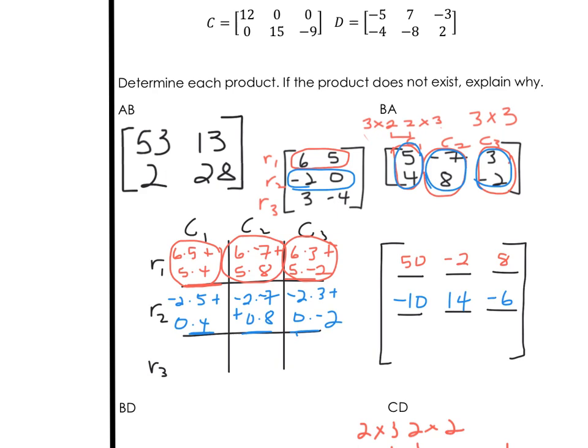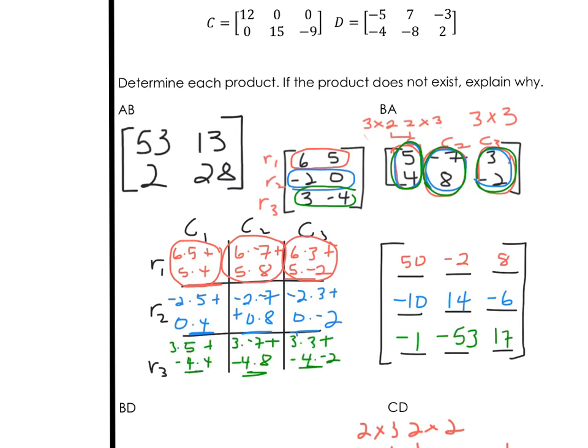All right, let's try that last row. Same idea. Now take row 3 in that first matrix and then connect it with column 1 for that first spot, column 2 for the middle, column 3 for the end, and then we'll fill out those final 3 values for this 3x3 product matrix. When you're done, press play.